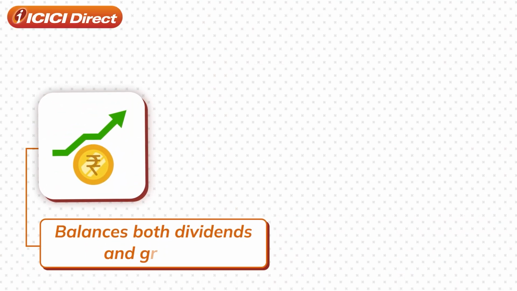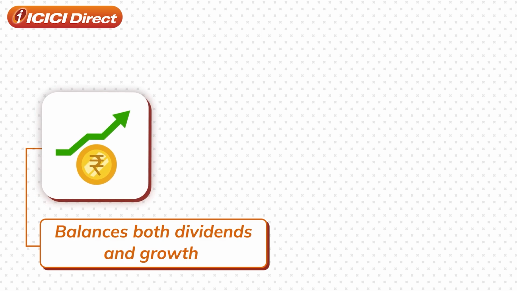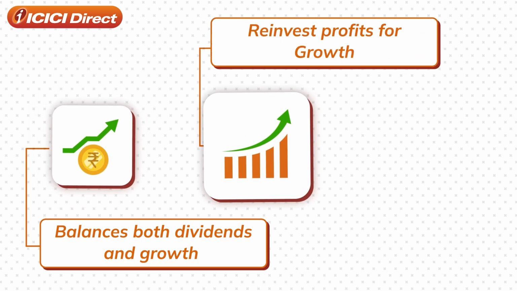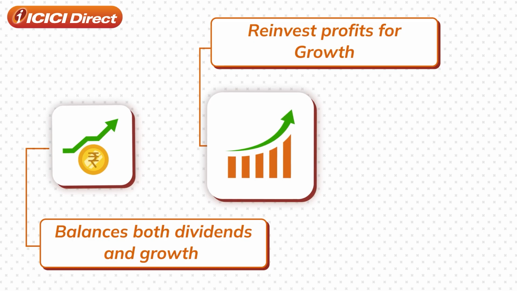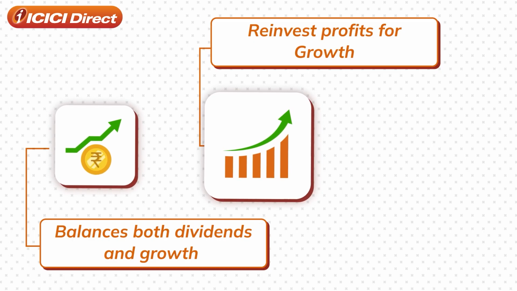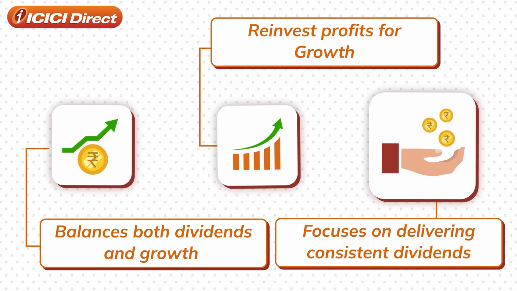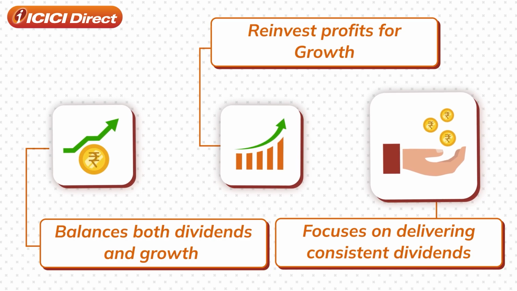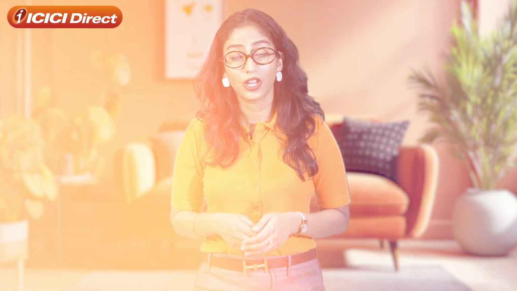Some stocks balance both steady dividends and strong growth. Some prioritize reinvesting profits to fuel long-term expansion and innovation. Others focus on delivering consistent dividends, providing reliable income over time. ITC, for example, paid consistent dividends for years without any price movement. But now that the stock has doubled, investors are also enjoying capital appreciation.